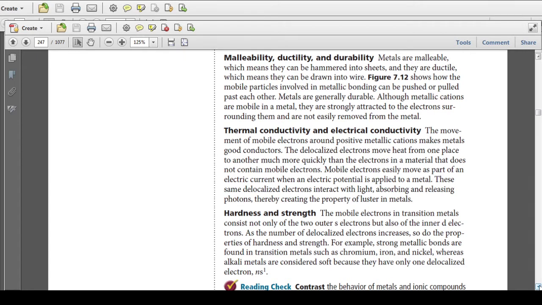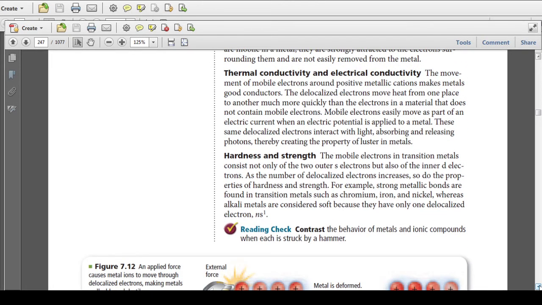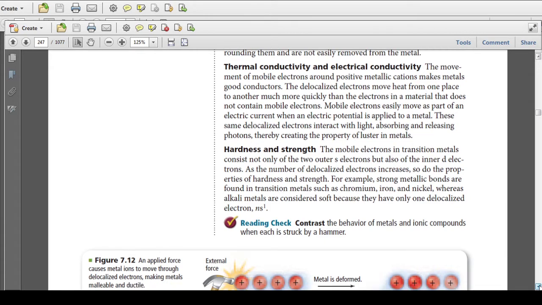These same delocalized electrons interact with light, absorbing and releasing photons, therefore creating the properties of luster in metal. The mobile electrons in transition metals consist not only of two outer s electrons, but also the inner d electrons. As the number of delocalized electrons increases, so do the properties of hardness and strength. For example, strong metallic bonds are found in transition metals such as chromium, iron, and nickel, whereas alkali metals are considered soft because they only have one delocalized electron, that s1 electron.